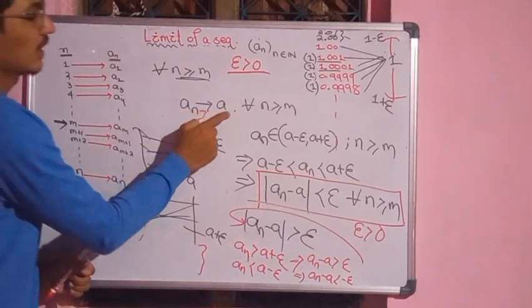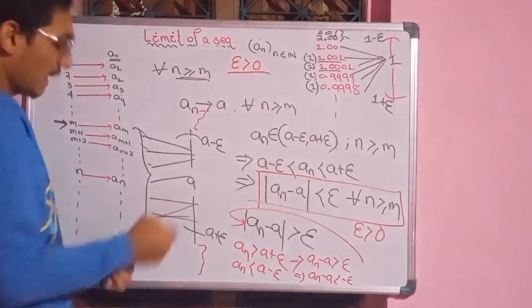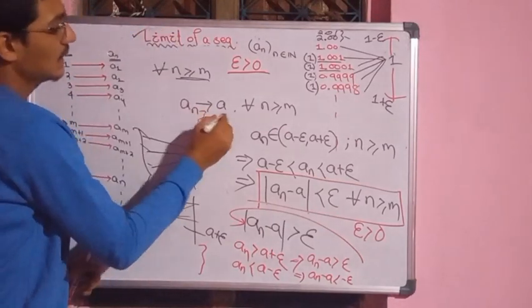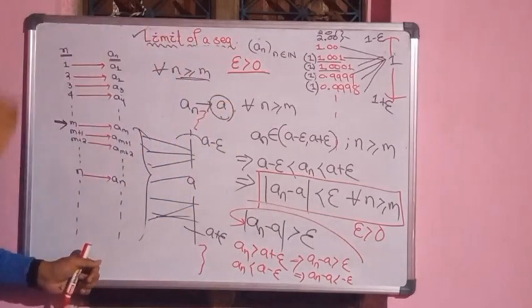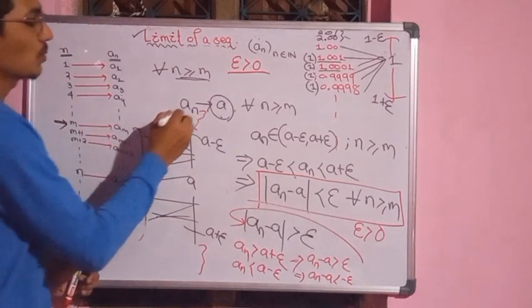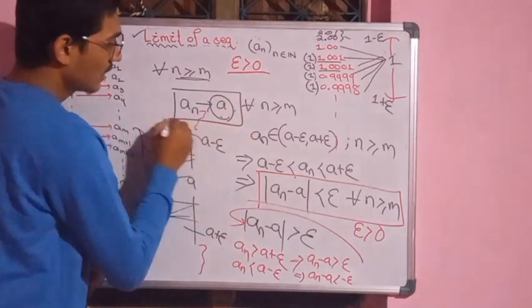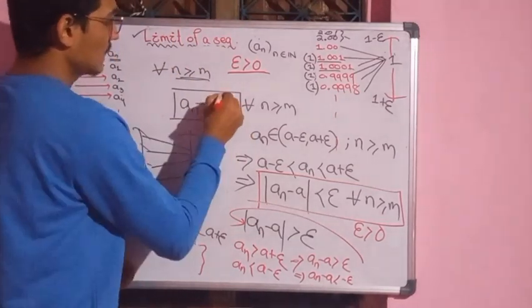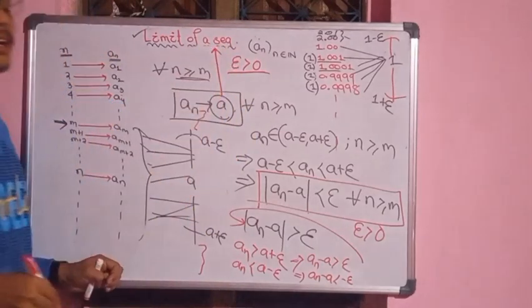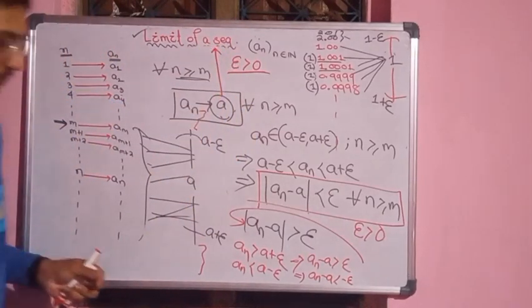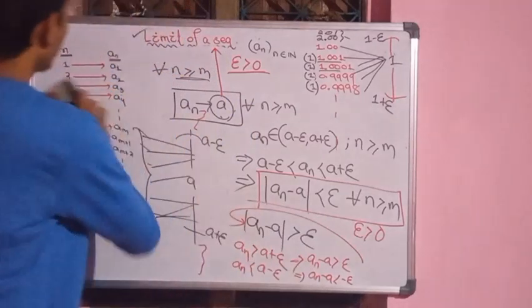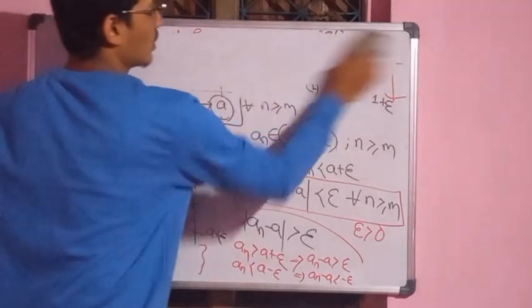And this a we keep calling the limit of a sequence. This a is called the limit of the sequence. Okay, if my sequence is converging towards a, this a is called the limit of my sequence. Understood? So let me explain with some examples.